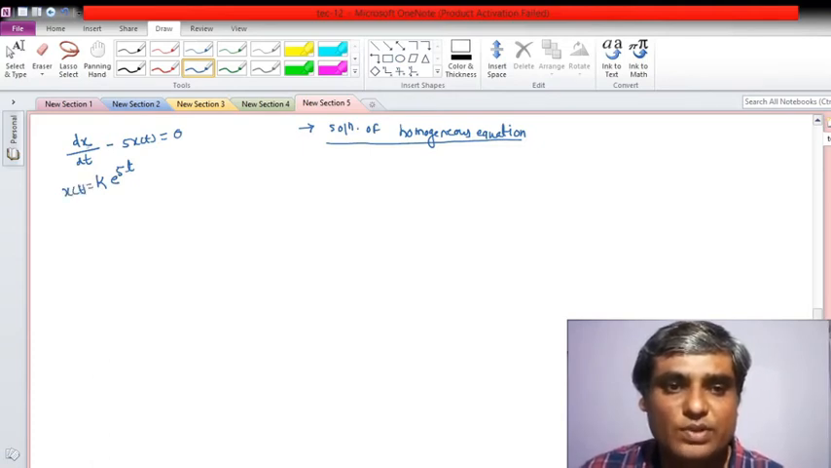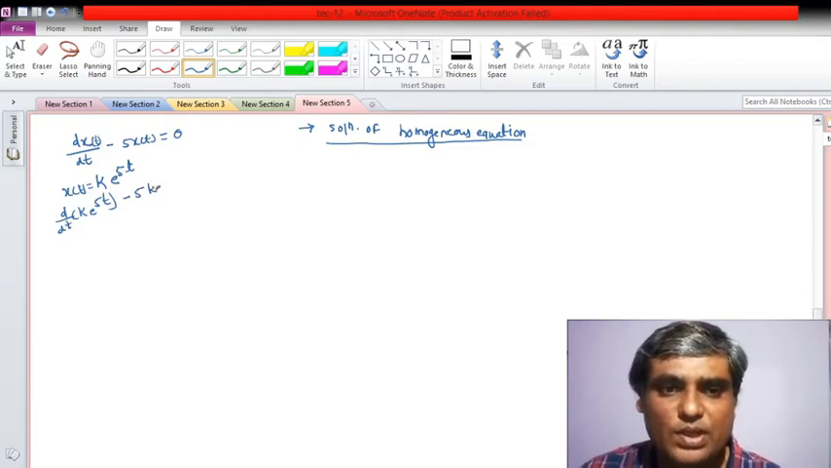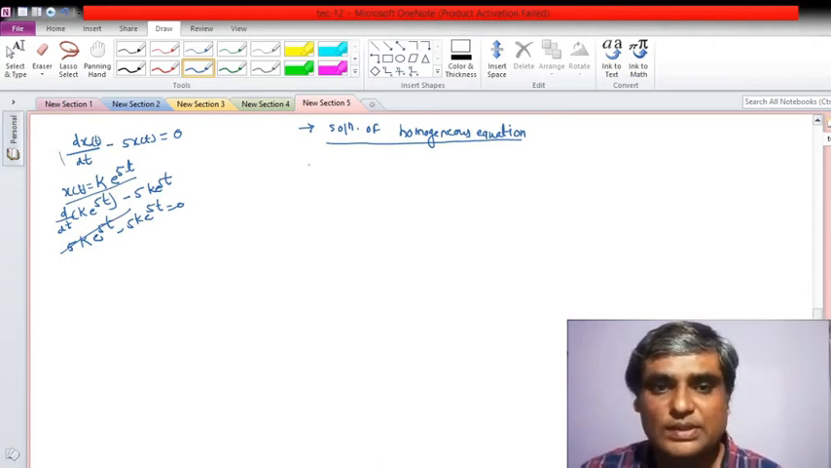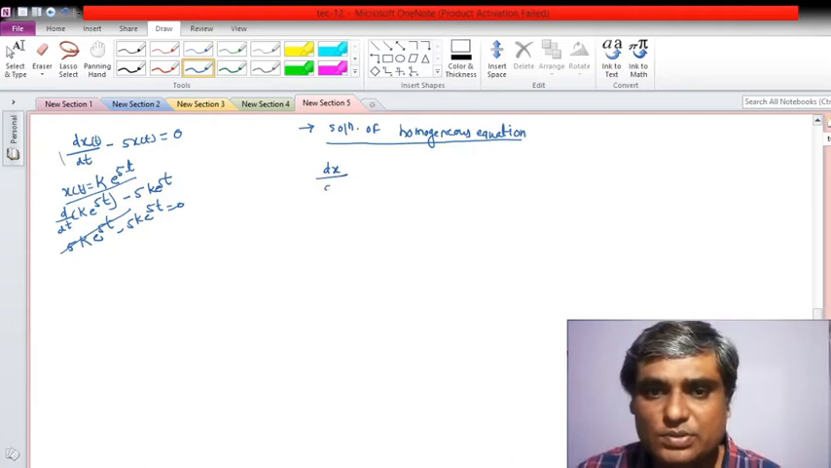So this x of t, if I put it here, it will be d dt of k e raised to minus 5t plus 5 into k e raised to minus 5t. So the derivative of this will be minus 5 into k e raised to minus 5t plus 5k e raised to minus 5t, which is 0. So we can say that this form is a solution of the first order differential equation, right?